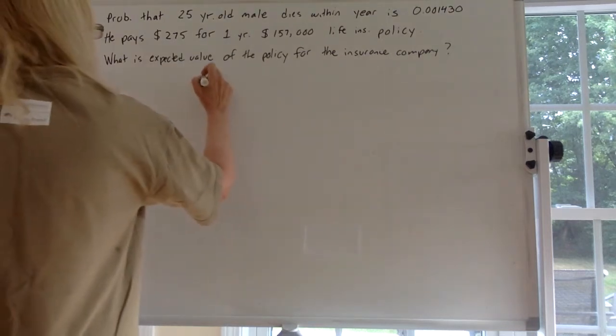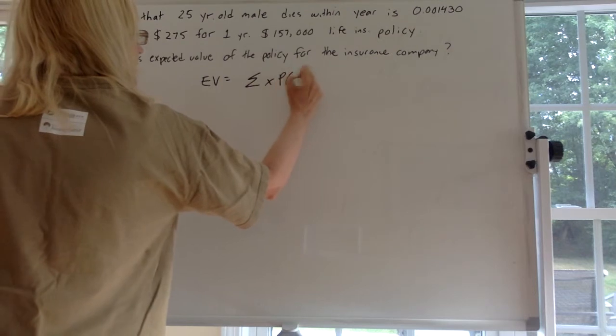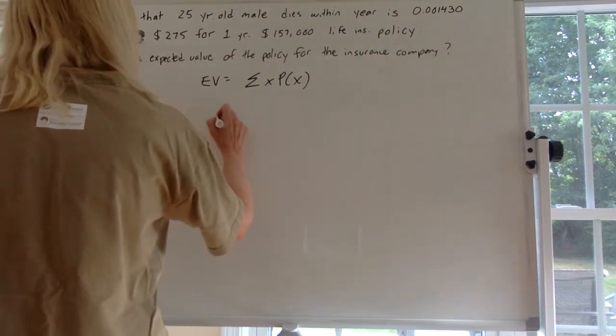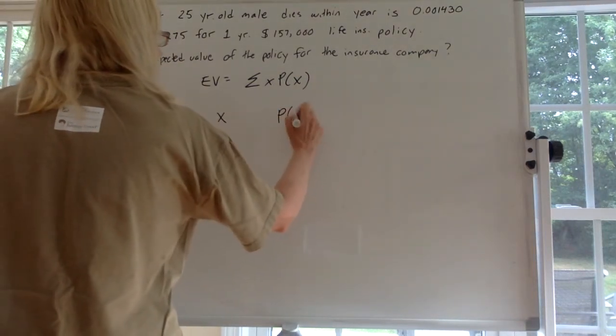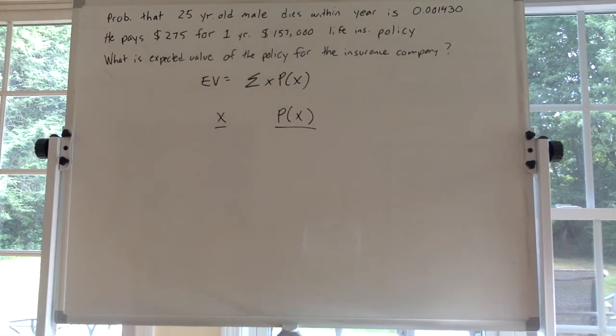Expected value, if you remember, equals the sum of x times p of x, the probability of x. So we have to make up a little table and multiply each x value by its probability and then add them up. So let's make a table with an x column and a p of x column. Okay, the x column is your variable.